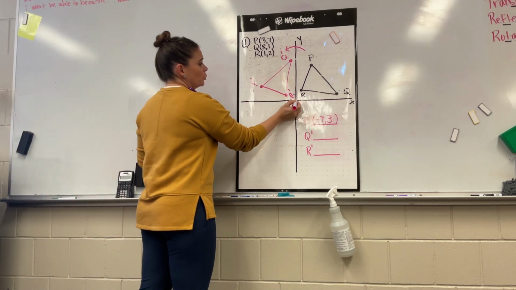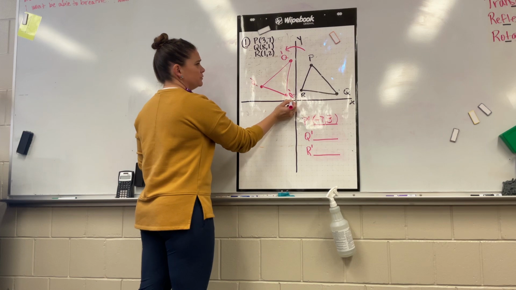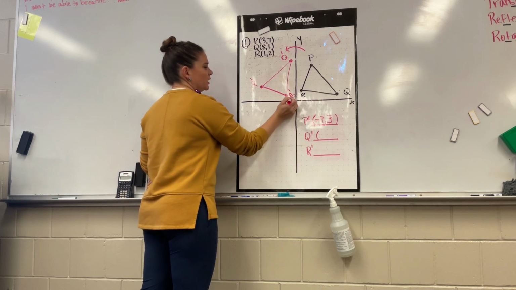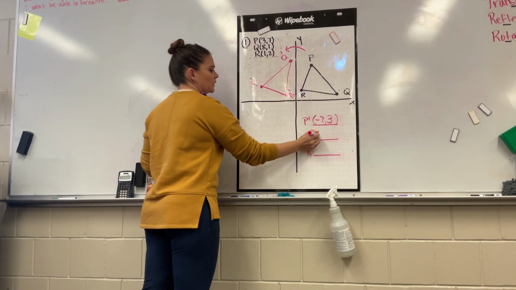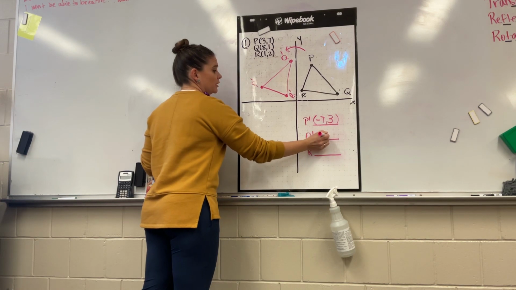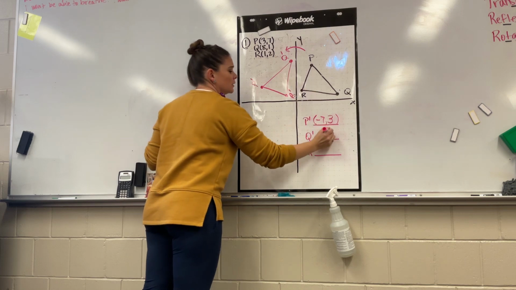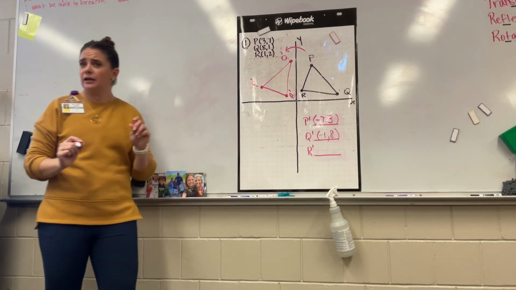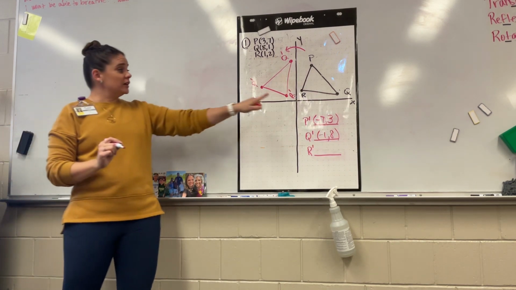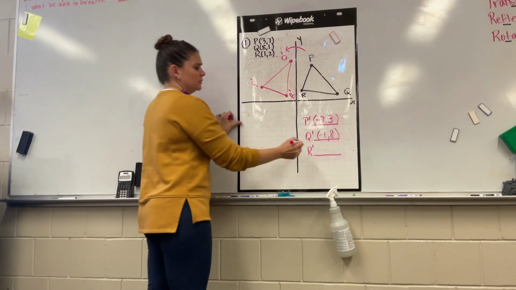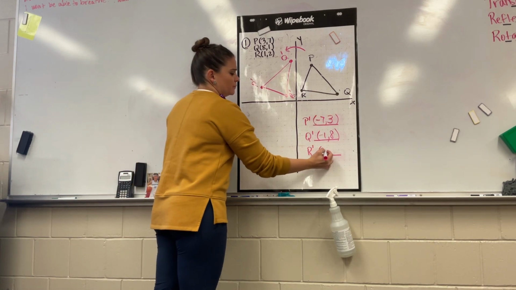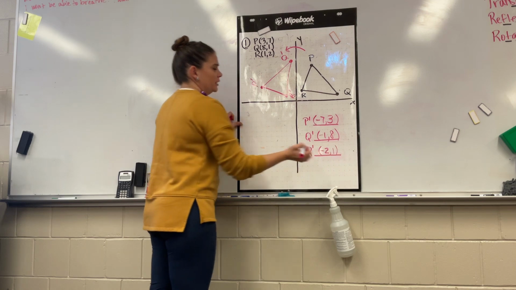Q, we come left. What's this number right here on the x-axis? Negative 1. And then we go up until what number? 8. Okay. And then this coordinate right here is what? Negative 2, 1.